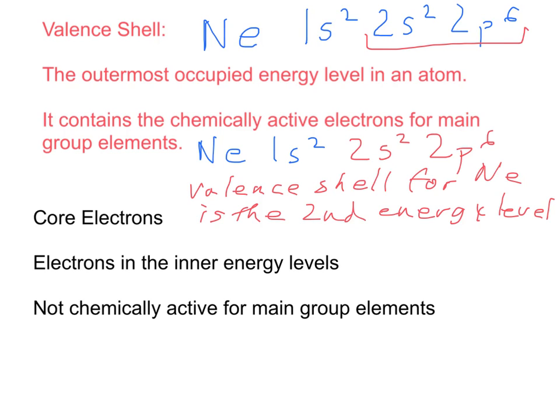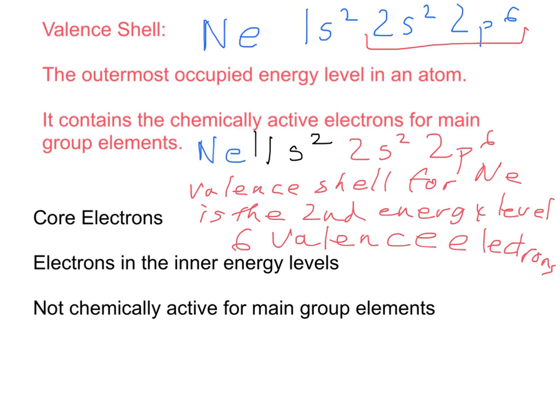And we would say that neon has 8 valence electrons. And not only that, but as long as we're defining valence electrons, let's define core electrons as well. Core electrons are those electrons, basically, that aren't valence electrons. Core electrons are electrons in the inner energy levels. They're ones that are not chemically active. So if we were to look at neon, the core electrons for neon would be the 1s electrons. Those are the electrons that aren't going to participate in the chemistry of neon.